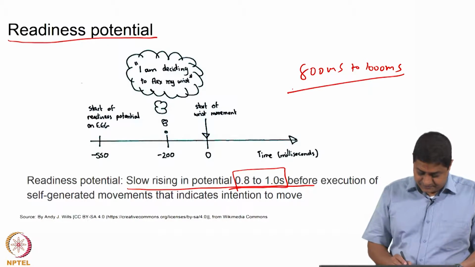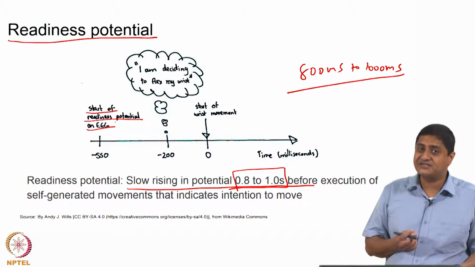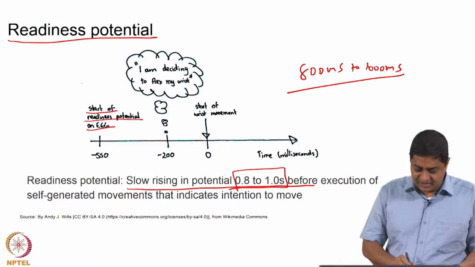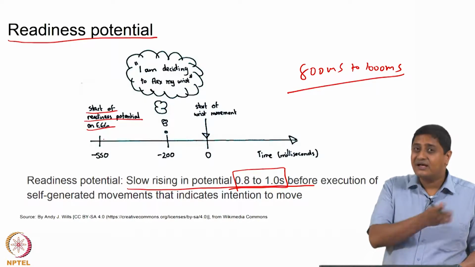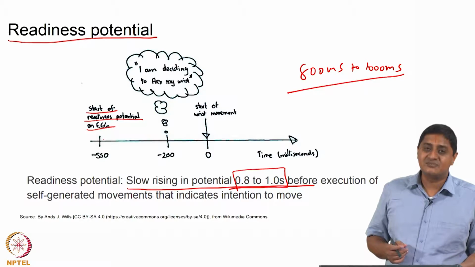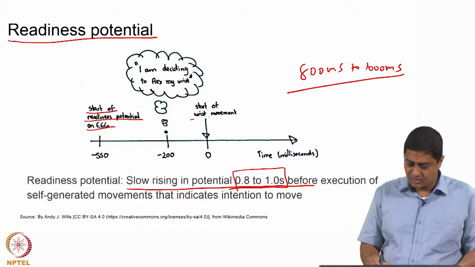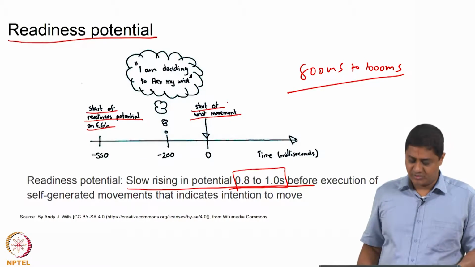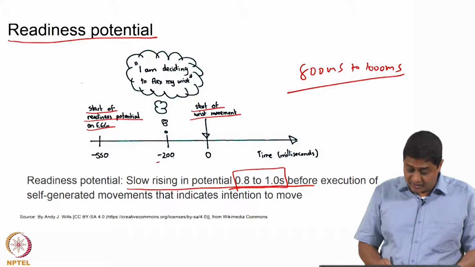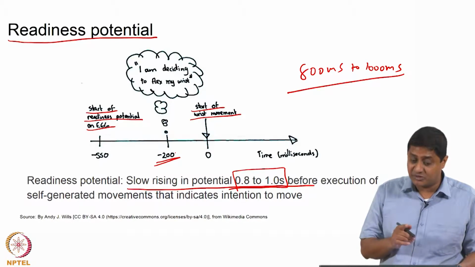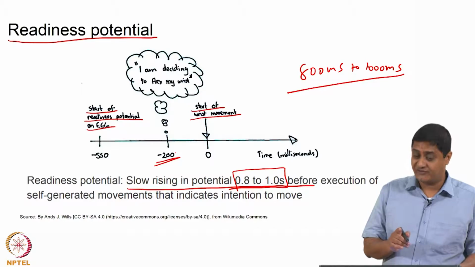So, this is the start of the readiness potential, something that can be easily observed in EEG. The start of the readiness potential happens earlier than 600 or 550 milliseconds before the start of the movement. 0 here is the start of the movement, but at about 200 milliseconds before the start of the movement is when you become actually aware of the movement. Please note, these two are different.